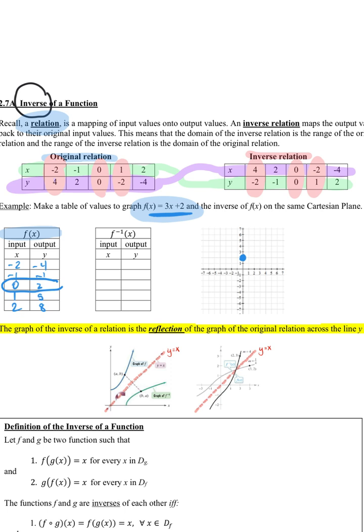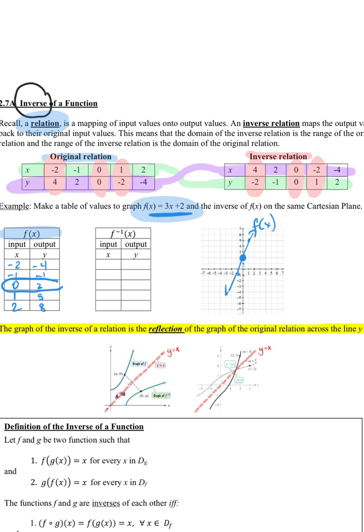You could go up 3 and over 1. Apply the slope. Rise 3 and run 1. Or I could go down 3, 1, 2, 3, and back 1, right? So there's the original equation. I'm going to label that f of x. So that's my original function.